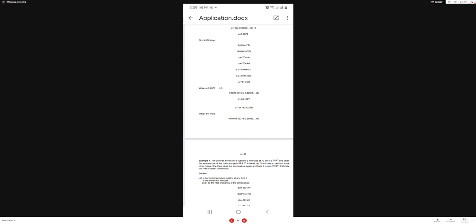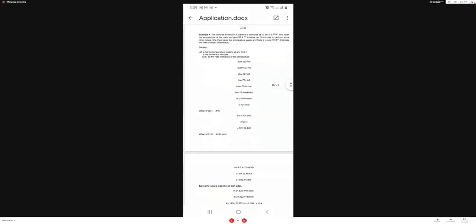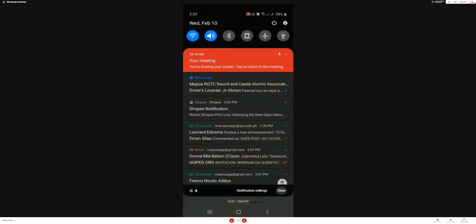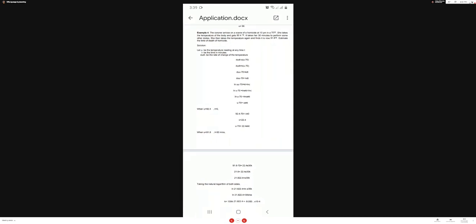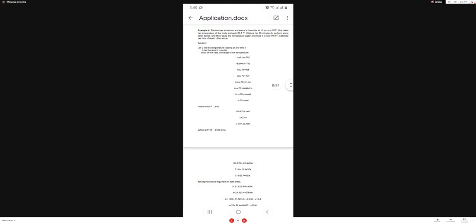Nakuha po ba sa calculator nyo? May calculator po ba kayo dyan sa tabi nyo? Naririnig niyo pa po ba ako? Yes po, ma'am. Meron po. Ang tagal ng reply eh. Tapos isa lang. Ayan. Diba? Medyo ito yung nakakalungkot na po ng online.